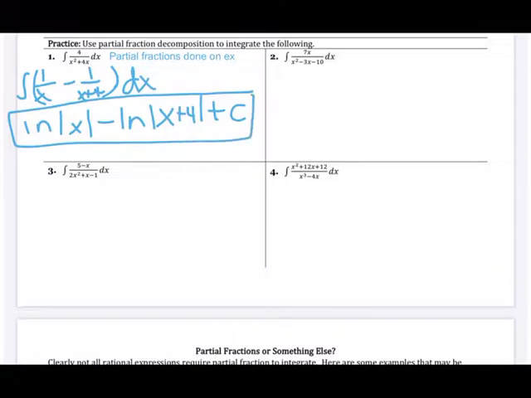This is going to give us natural log of the absolute value of x minus natural log of the absolute value of x plus 4 plus c. So much easier than trying to find a different way to manipulate this problem.